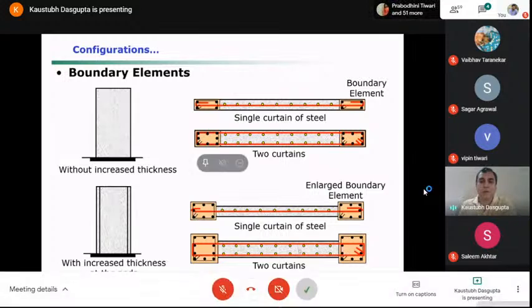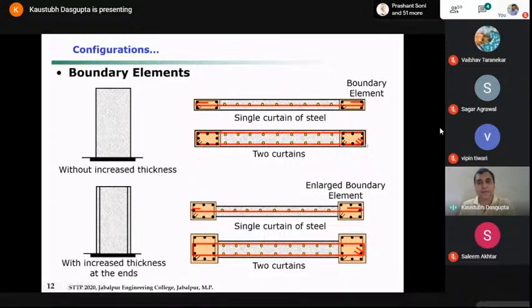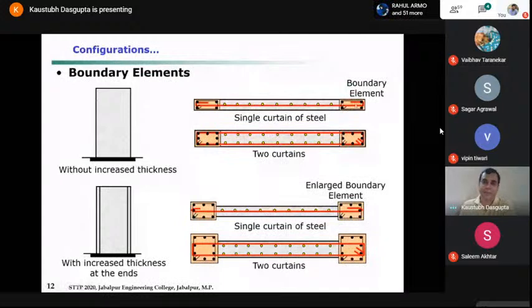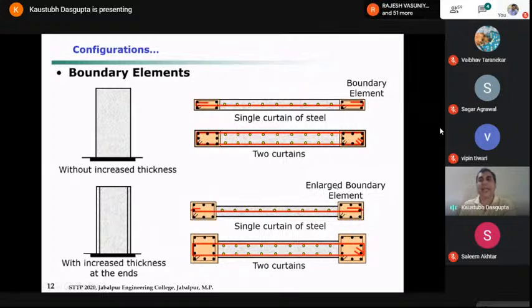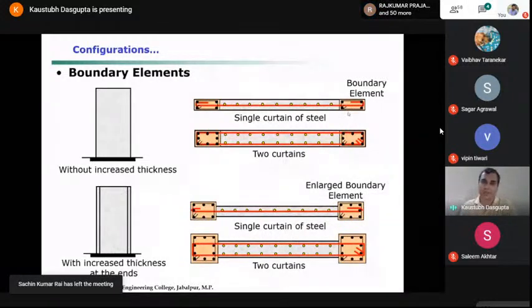Okay. So once you put them, your boundary ends are then called boundary elements. Even if you do not increase the thickness of the wall, okay, the end column is having the same size as the wall thickness, then also we tend to put more bars at the ends and call them boundary elements. Okay, so if you have larger cross section, sometimes we call them enlarged boundary element. If you have the same cross section, we simply call them boundary. So these are the two categories.